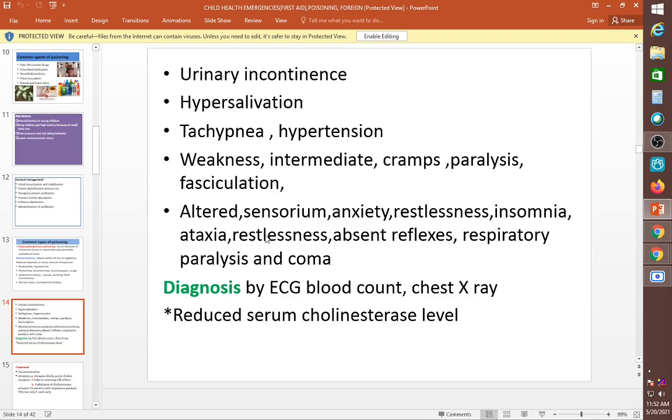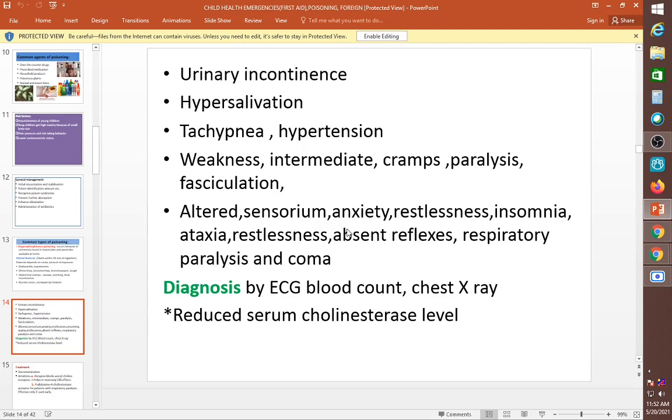Then absent reflexes. You know reflexes, in neurology. When you try to elicit a reflex, it will not come. So reflexes are absent. Then respiratory paralysis and coma. This occurs when there is too much poisoning and early intervention was not done. Then what diagnosis is done?